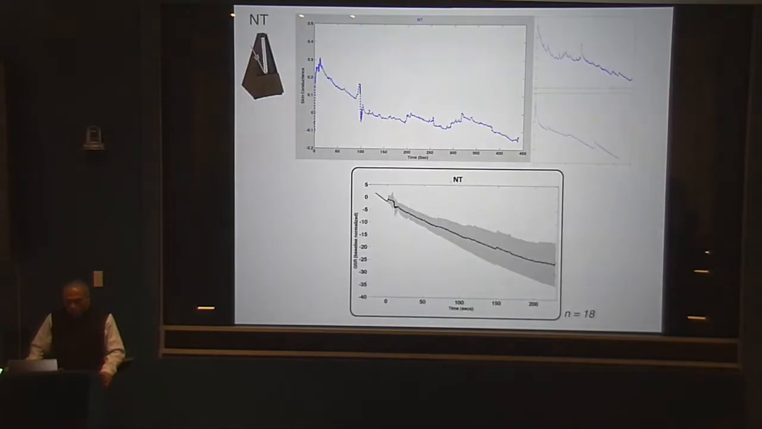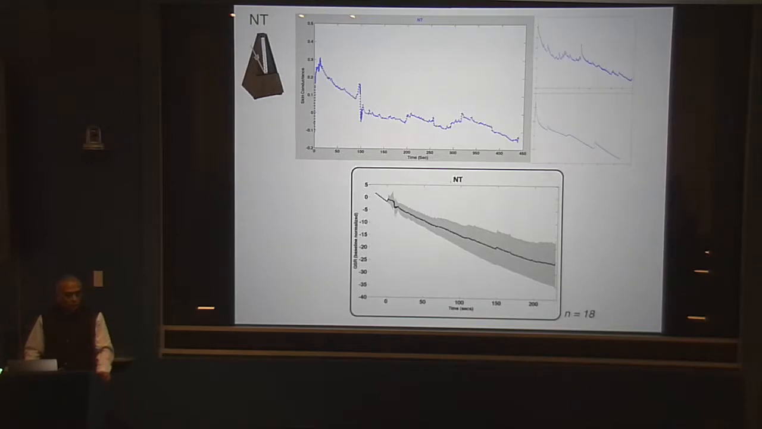So let's first start with galvanic skin response. With neurotypicals, the data are entirely unsurprising. You see, over time, so the x-axis is time, about 3 minutes, a steady decrease in the skin conductance, indicating habituation. On the top, you see 3 individual subjects, and on the bottom, you see average responses across 18 individuals, and steady habituation across all of them.